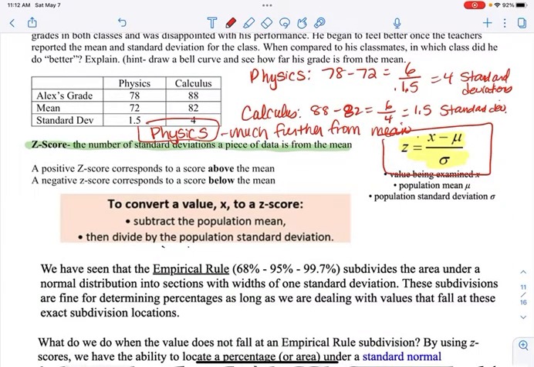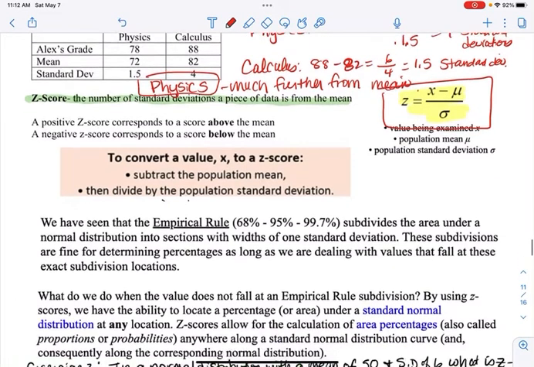So to convert a value x to a z-score, subtract the population mean, then divide by the population standard deviation. So that was the formula that I just said. To find the z-score, you're going to take whatever score you're trying to find how far away it is from the mean. That's your x. Subtract the population mean and divide by the population standard deviation.